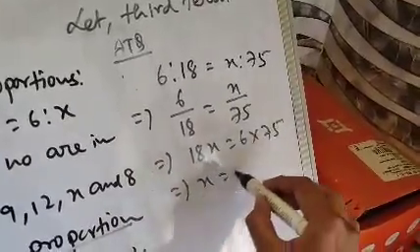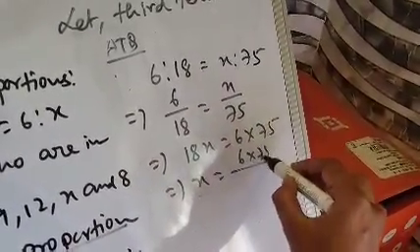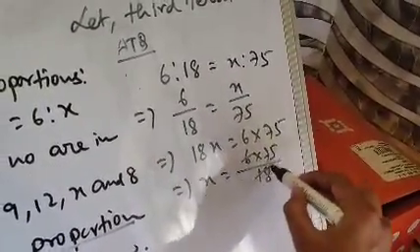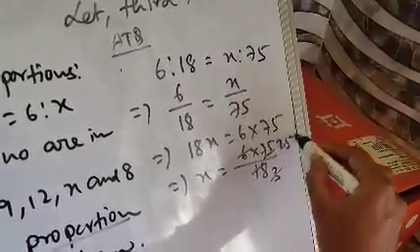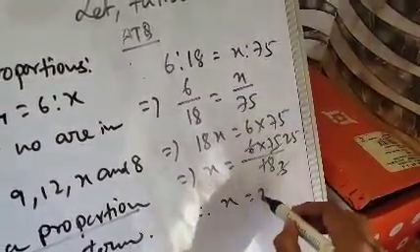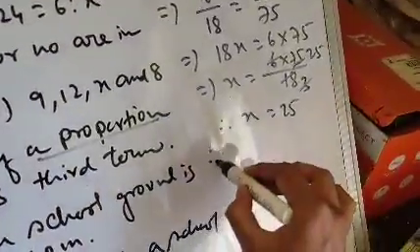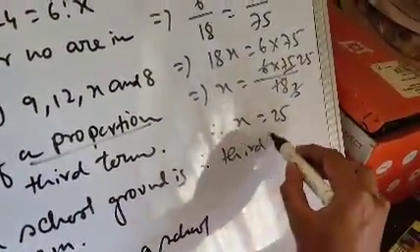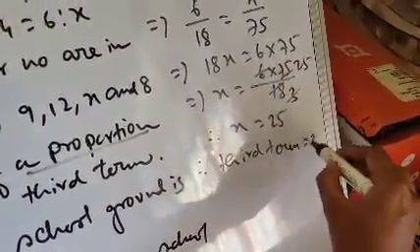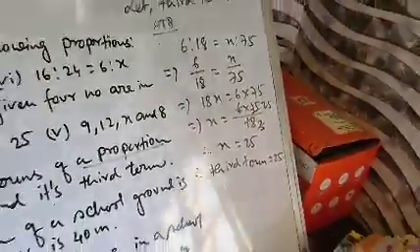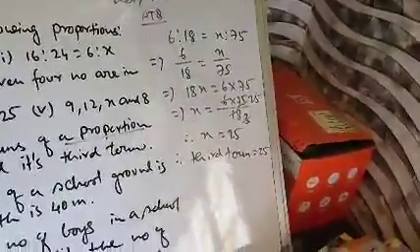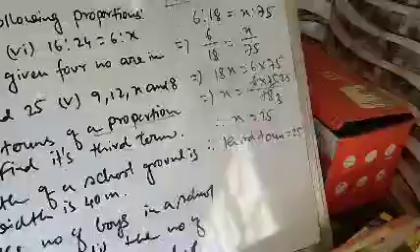So x will be 6 into 75 by 18. 6 3s are 18, 3 25s are 75. Therefore x will be equal to 25. So third term is 25. x is your third term. Therefore third term equal to 25. That is the answer. Next question.